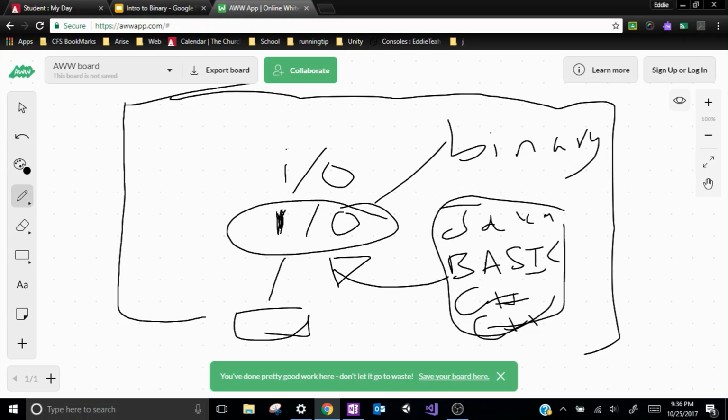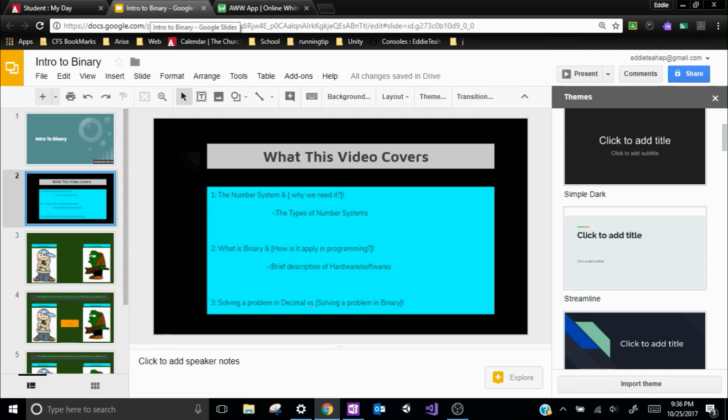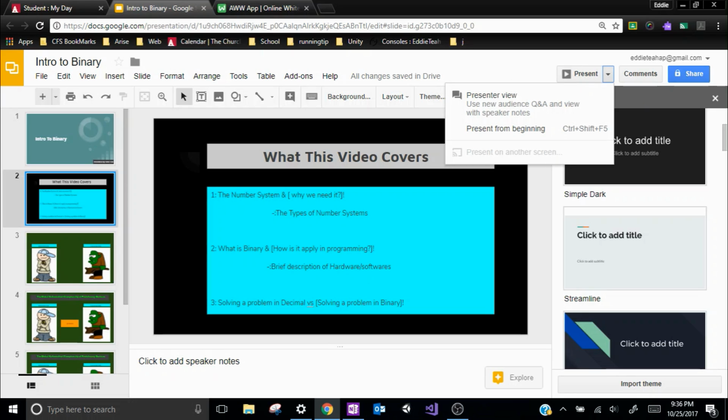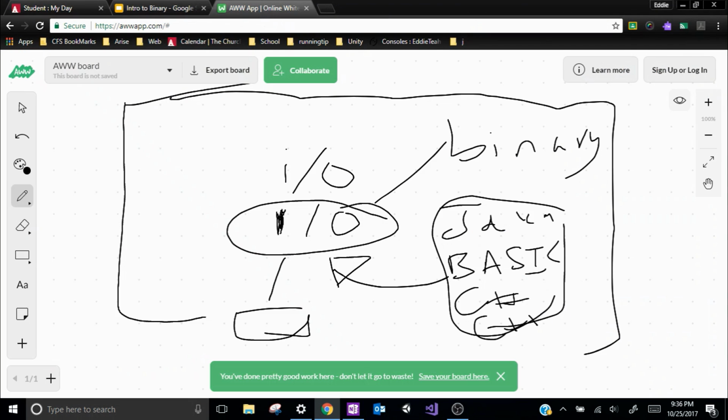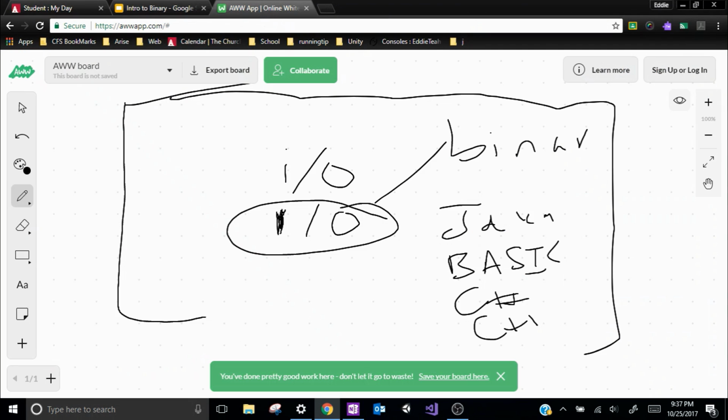So now that we know about binary and how it applies in programming, let's go ahead and talk about solving the problems. Let me clear this up real quick.